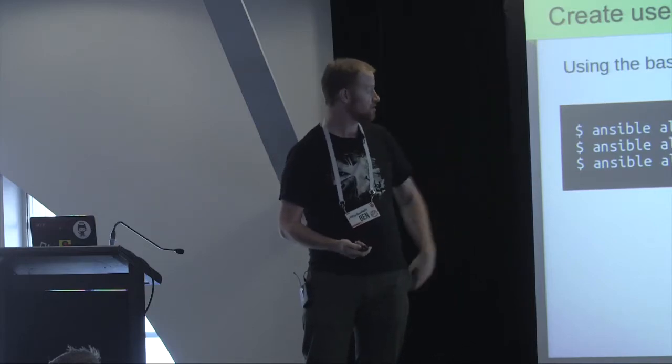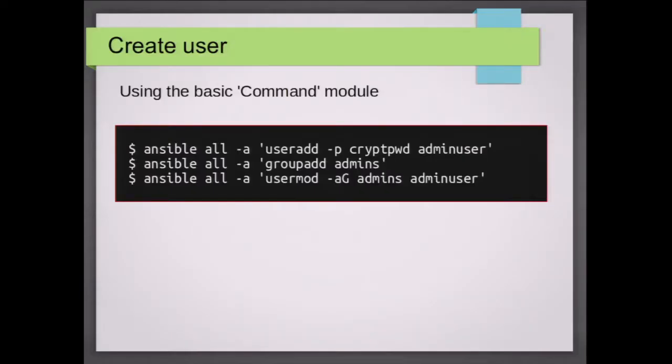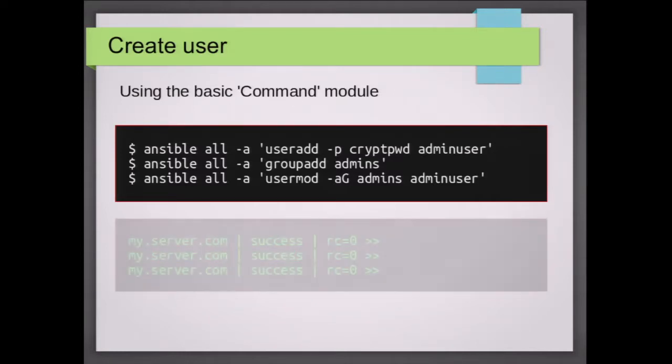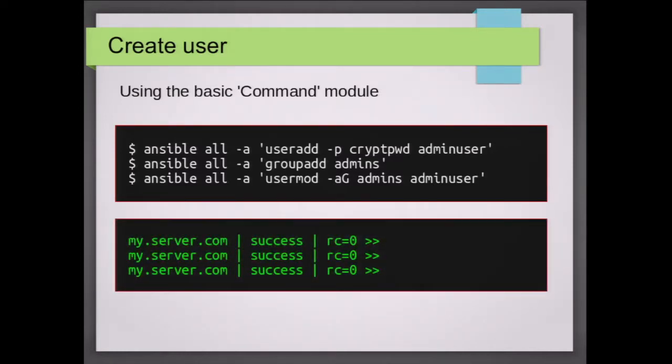Also, I use Ansible to go into a server and add a new user. So these are just three Unix command line options. Just going to add a user, add a group, and then make sure the new user's in the group. And if you run that command, it will come back and tell you three times, yep. If you run that three times, it'll come back and say success, which is brilliant, perfect.